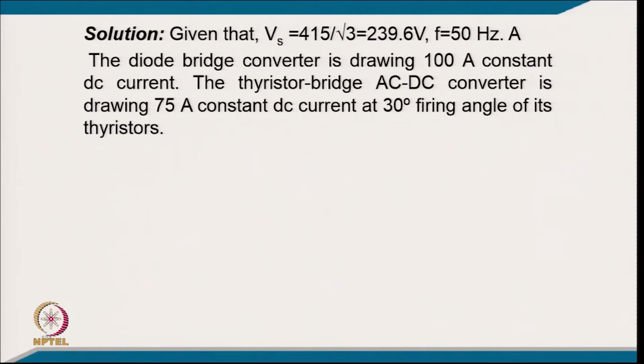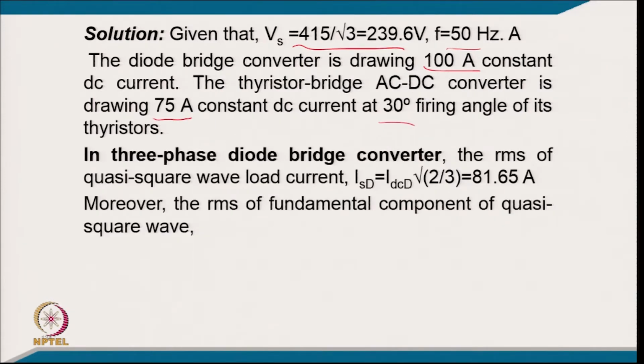Coming to the numerical part of the solution of this problem. Given that the supply voltage is 415 volt by root 3, that is 239.6 volt, frequency 50 hertz, the diode bridge converter is drawing 100 ampere constant DC current, and the thyristor bridge converter is drawing 75 ampere at 30° fire angle of its thyristor. So, in the 3-phase diode bridge converter, the RMS of the quasi-square load current is ISD equal to IDC into root 2 by 3. So, that comes to 81.65 ampere.